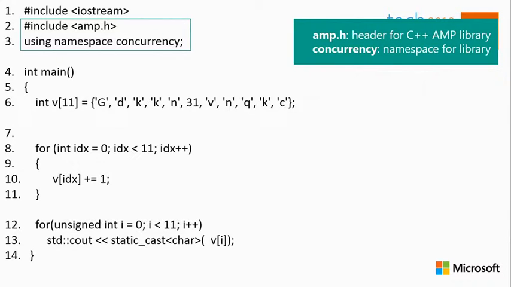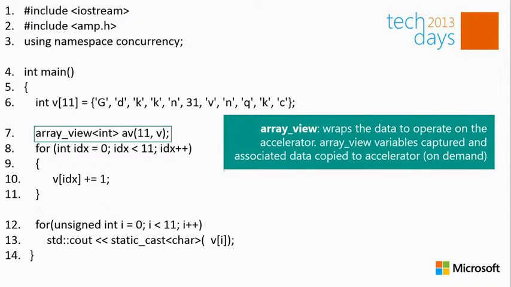And then what happens after that? You use something called array_view. An array_view is just a view on top of an array stored somewhere else. In this case, it's going to be a view on top of the array v. And we already said its length is 11, and it has ints inside it.